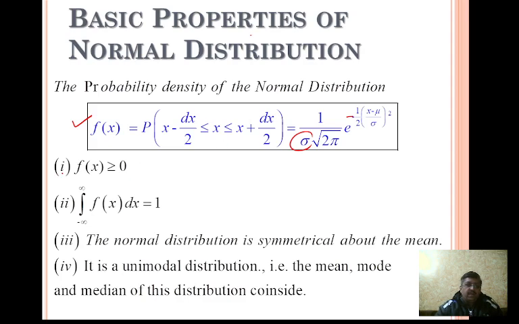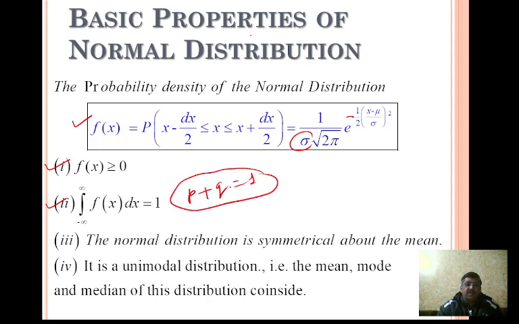So the first property is that f of x should be greater than or equal to 0. That means the probability cannot be negative. The second property is that the integration from minus infinity to plus infinity of f of x dx equals 1. If you remember, we discussed this in our previous video, and this is nothing but the sum of all the probabilities equals 1. So that story is there.